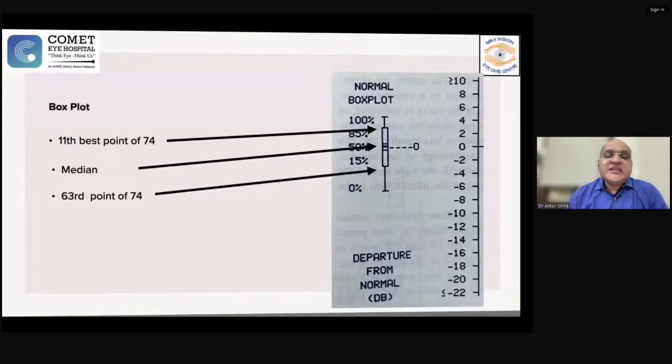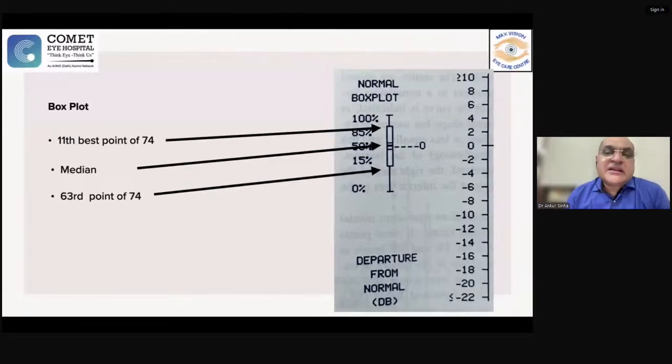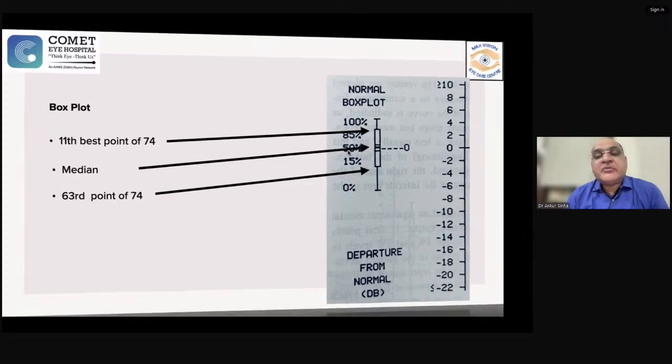So GCP, I think, these box plots in GCP are not used these days, but it is just to mention here that these are arranged from best to worst. The best is on the top and the worst point is on the bottom. The 50th or the median point is right in the center. And this is the 15% from the bottom and this is 15% from the top.